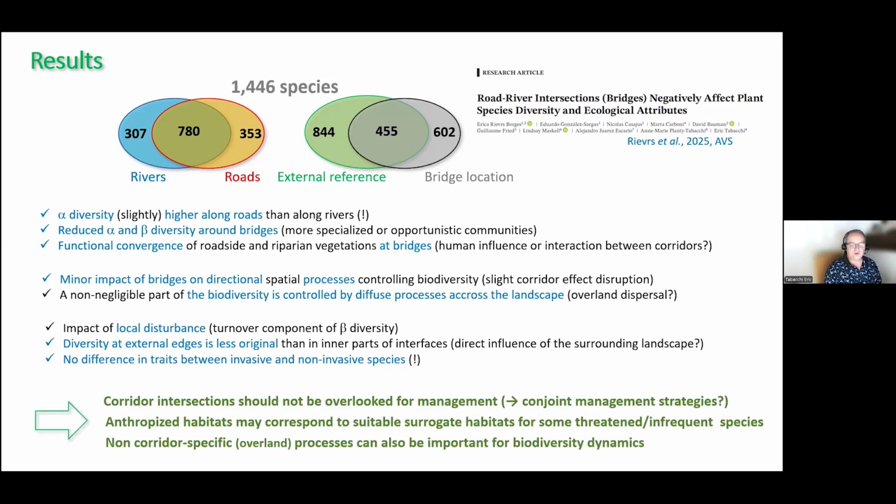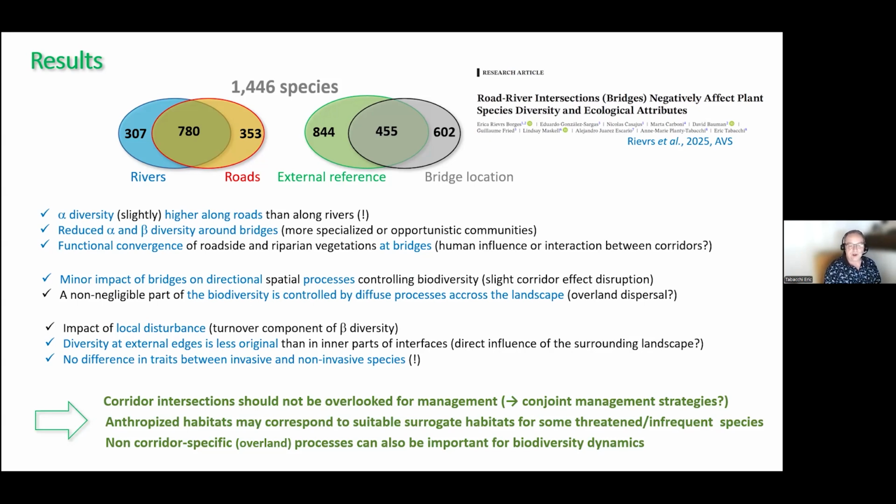To conclude this first study, we can say that corridor intersections should not be overlooked for management purposes. The fact that bridges change biodiversity locally encourages us to recommend to road and river managers to work together. Another important point is that anthropized habitats like road corridors may correspond to suitable surrogate habitats for some threatened or infrequent species.